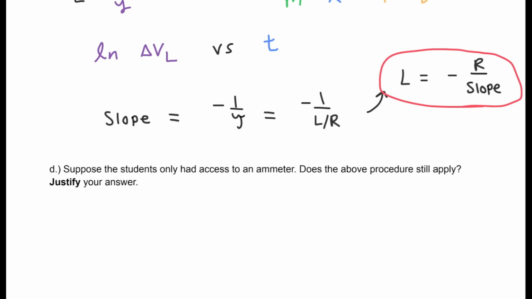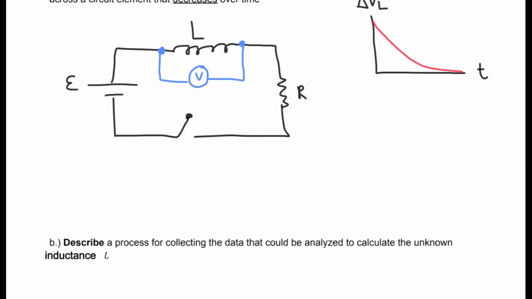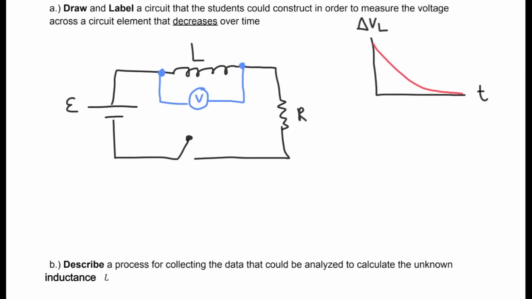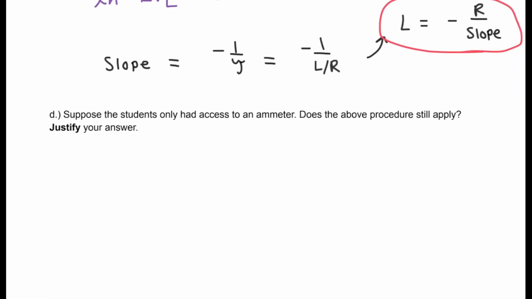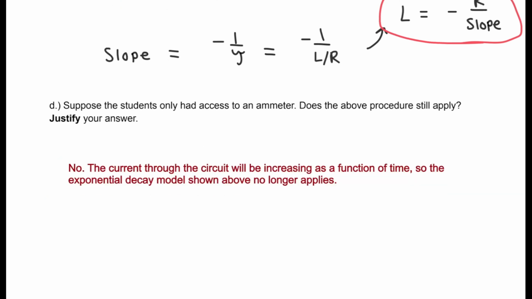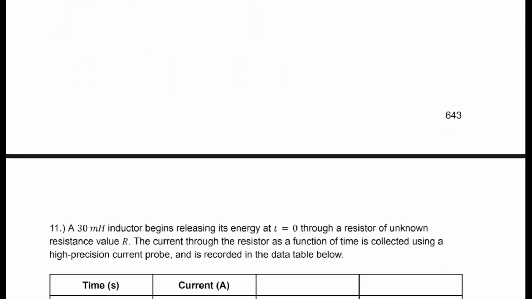All right, suppose we have an ammeter, but not a voltmeter. Can we do this procedure? Well, let's think about it. So if I had an ammeter and put it in this circuit, well, inductors block the current initially. So I'm not getting less current over time, I'm getting more current over time, so I get that sort of increase function that I don't like to analyze. So actually, no. I'd have to have a voltmeter to do this procedure because the current doesn't decay over time. So we can't use that exponential decay model.